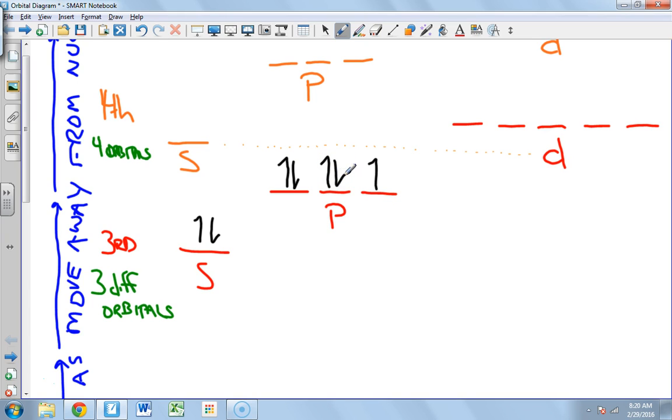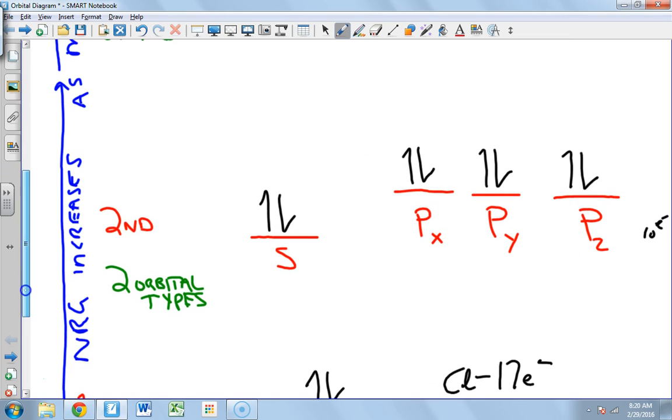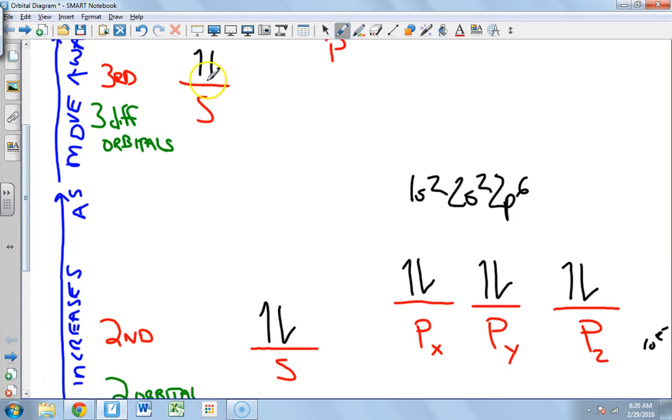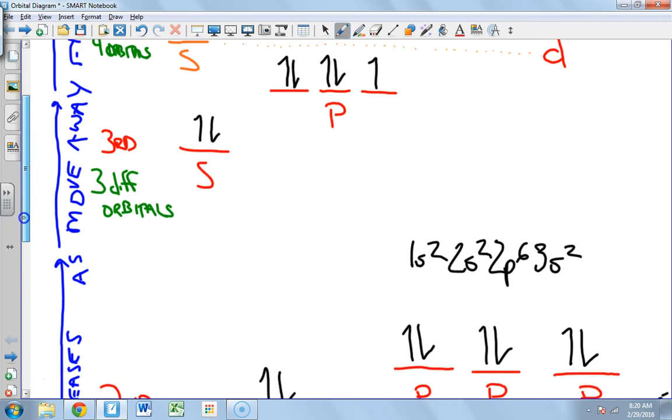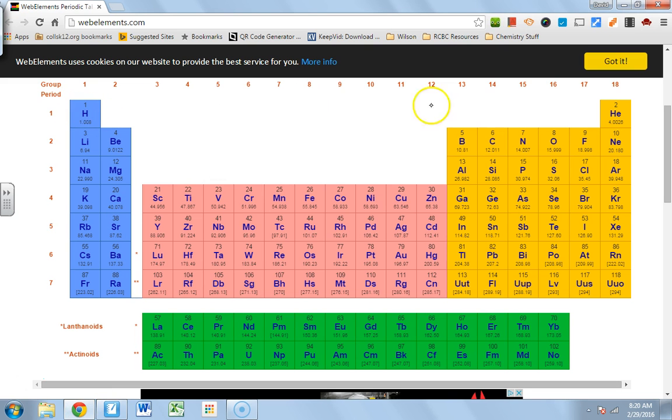There's 17 electrons. And if we were going to write the electron configuration of chlorine, we would go 1s2, right? Here's the 2. 2s2, 2p6. And now we would go up to 3s2 and 3p5. And when we go to the periodic table, look, 1s2, 2s2, 2p6, 3s2, 3p5. 1, 2, 3, 4, 5. It's the 5th one over. Is that coincidence? No, that is not a coincidence. That is how the periodic table is organized.